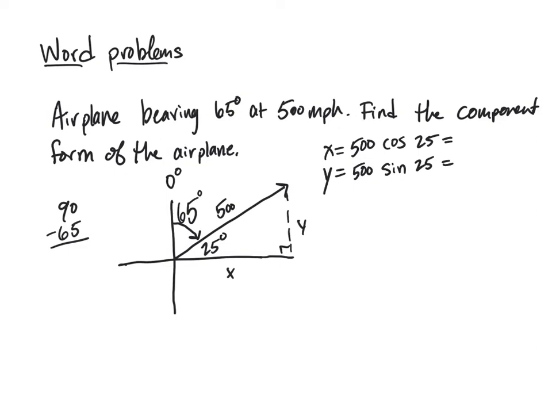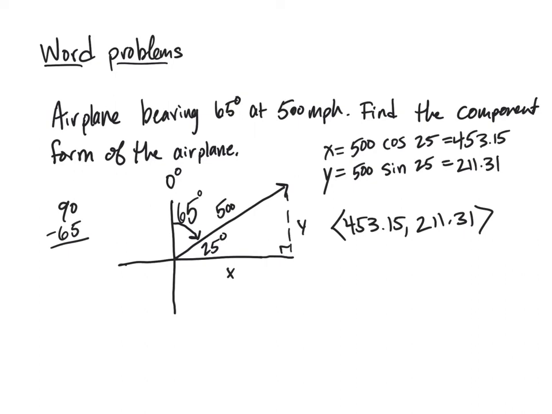The x coordinate is going to be 453.15. And the vertical component, excuse me, is 211.31. So if I write this, the component form of this vector looks like this. So you've got a vector of 453.15 and 211.31. So this is finding the component form of a vector, or in this case, a plane in flight.